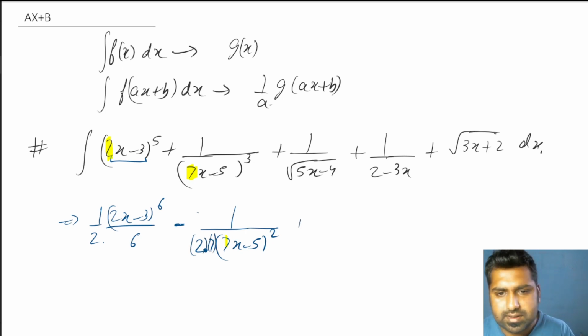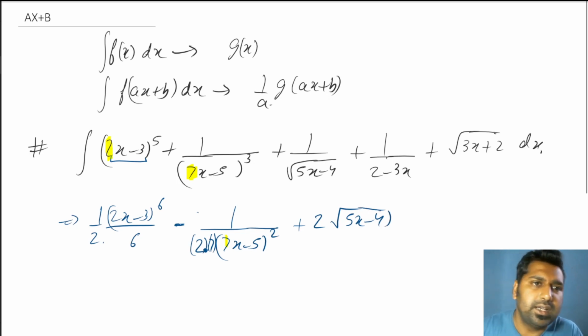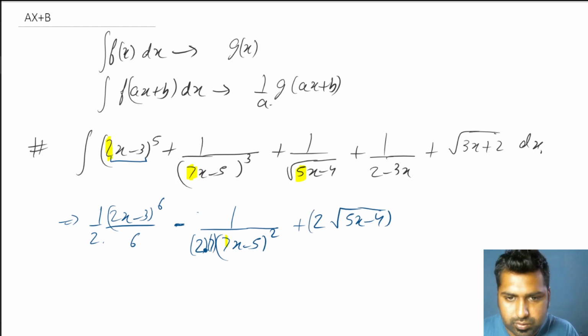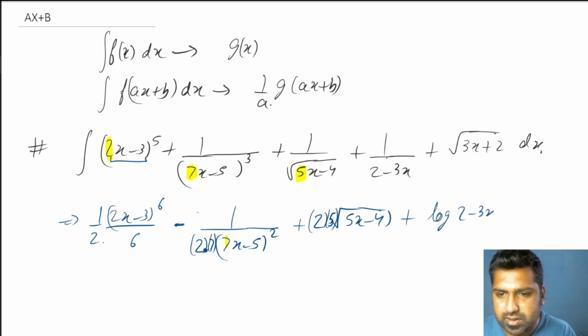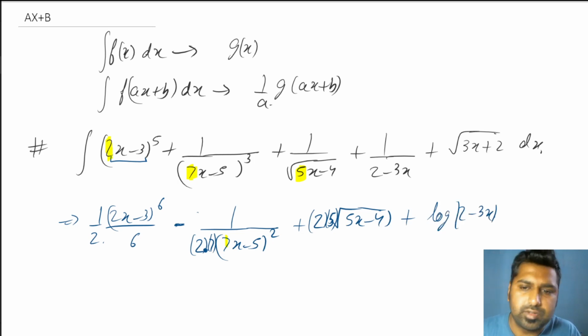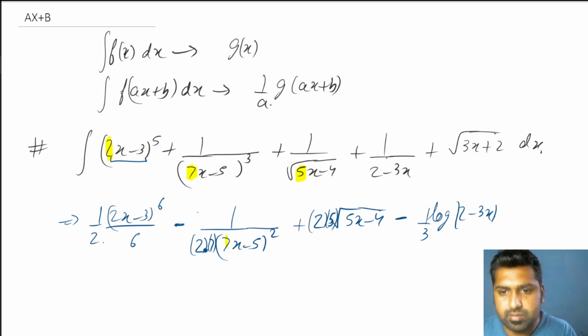Same here also. What is the integration of 1 by root x? 2 root x. So 2 root (5x minus 4), just that additionally the coefficient of x, that's 5, will be multiplied here. So 2 multiplied by 5. Plus this one, it's kind of like 1 upon x. Integration is log, so this is log of mod (2 minus 3x), and the coefficient of x, that's minus 3, so minus 1 by 3. And this is also done.